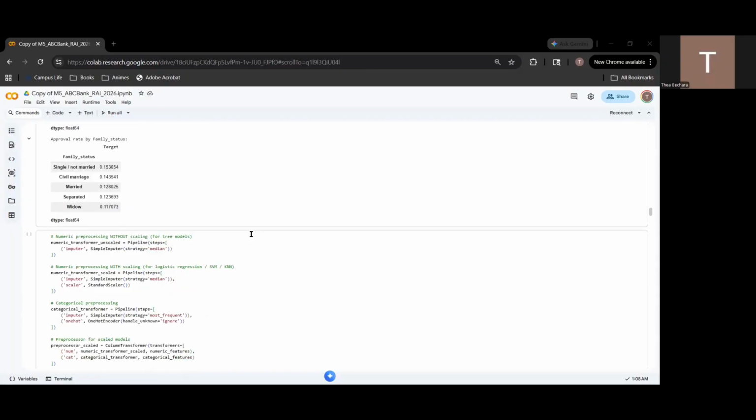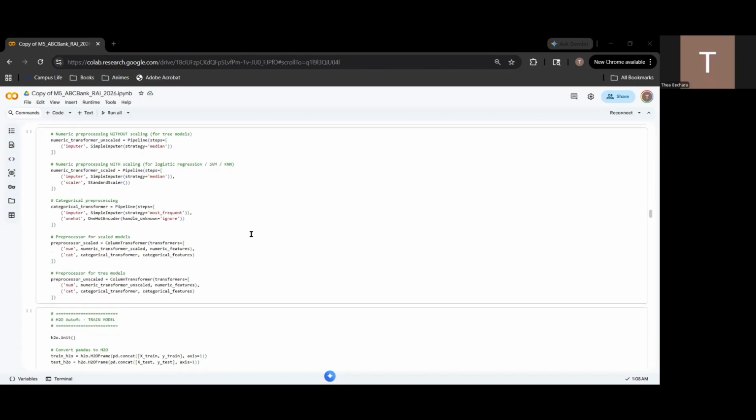We implemented a pre-processing pipeline using scikit-learn's ColumnTransformer. The pipeline performs the following steps. Numeric variables are imputed using the median, numeric features are scaled when needed, and categorical variables are encoded using one-hot encoding. Using a pipeline ensures that pre-processing occurs consistently during model training and evaluation.